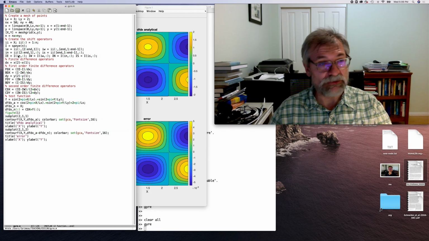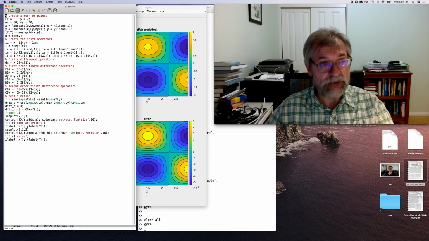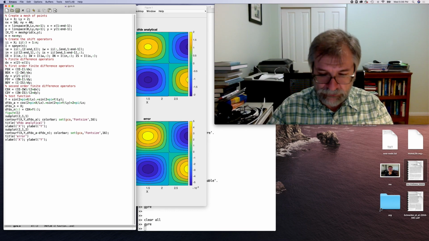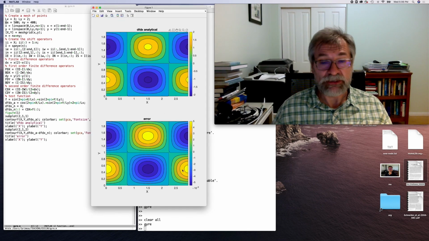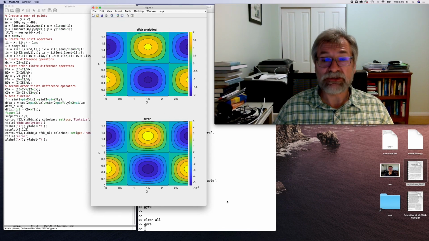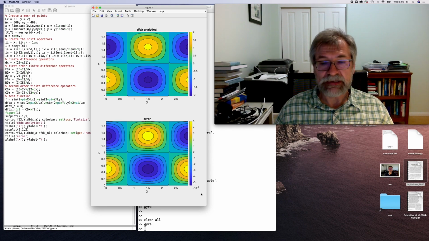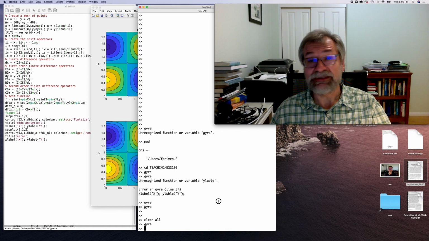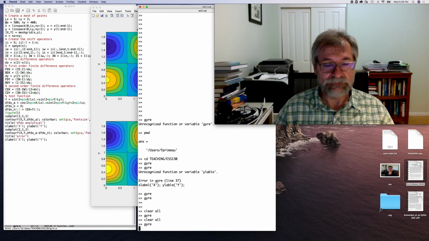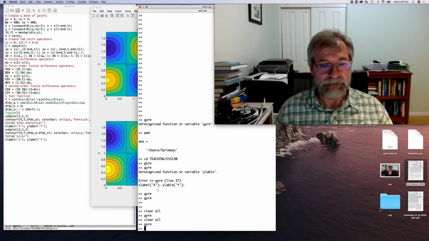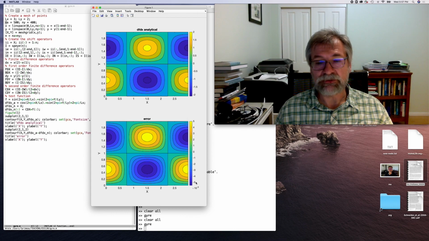Let's increase the resolution by a factor of 10 by going to 500 points and 400 points. So we can make a prediction. If we think the error is going to decrease quadratically, we should expect the error here, which is of order 10 to the minus 3, to go down to order 10 to the minus 5 if the operator truly is quadratic. So let's try it out. Clear all, gyre. All right, here's the answer, and sure enough, now the error is of order 10 to the minus 5.